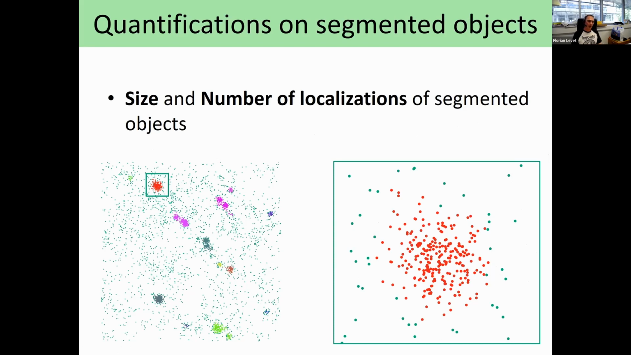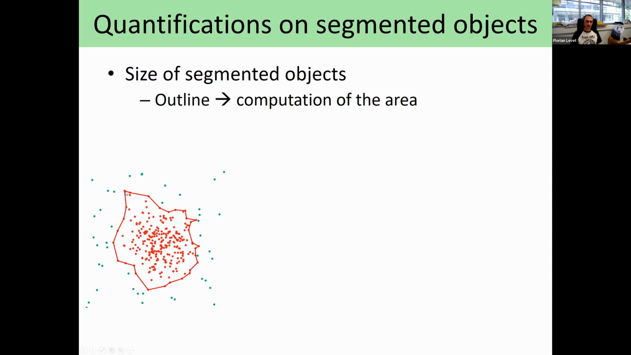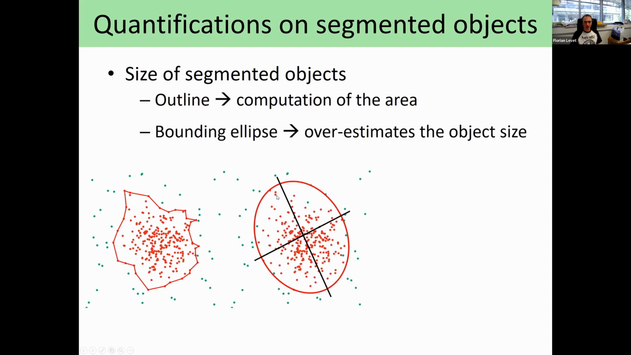So a word on how we are quantifying the size of the segmented objects, because now we managed to do some segmentation, we have some objects, but how can we compute the size? The number of localizations is easy to find since we did the segmentation, but we also need to have an idea of the size. So there are basically 3 ways to compute the size. Either you compute the area, because you have the outline of your object, so you can compute the area. You can fit a bounding ellipse. The problem is that it kind of overestimates the size, so it's never used.